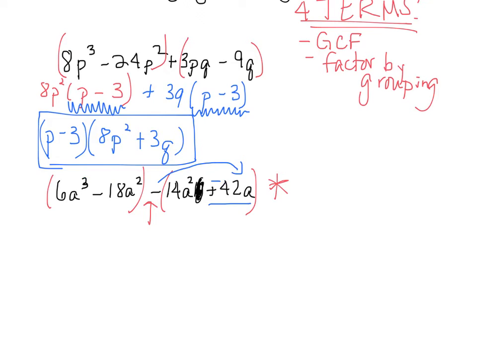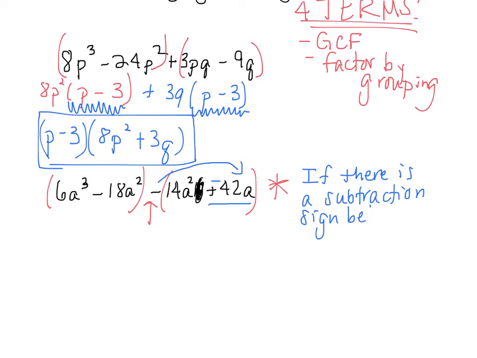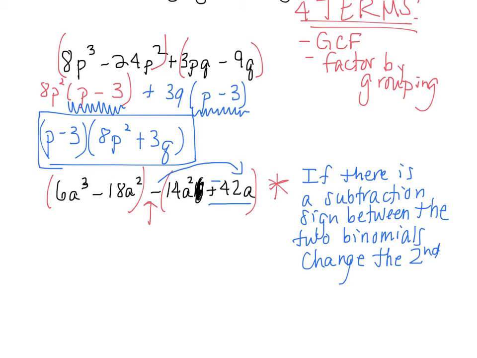So here's our little note to self. If there is a subtraction sign between the two binomials, change the second sign. And that will ensure that you're not changing the problem, you're just changing the way that it looks.